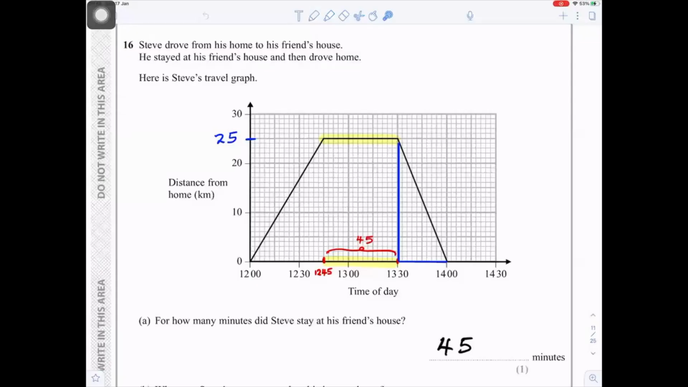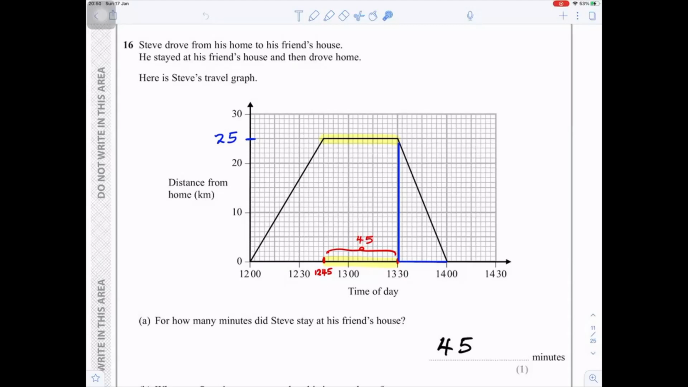Question number 16. Steve drove from his home to his friend's house. He stayed at his friend's house and then drove home. Here is Steve's travel graph. Distance from home in kilometers on the y-axis, time of day on the x-axis. A, for how many minutes did Steve stay at his friend's house?